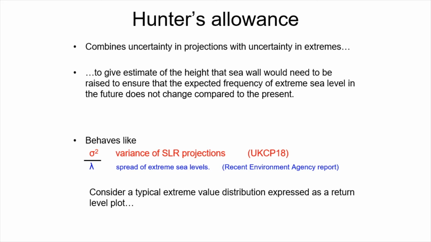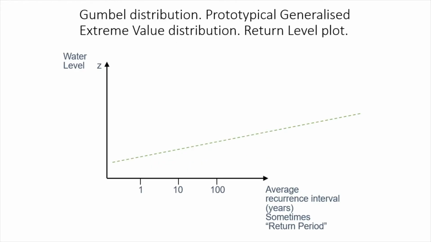Consider a typical extreme value distribution expressed as a return level plot. So this is the plot that we just saw for Newlyn. On the y-axis is the annual maximum water level, and on the x-axis is the average recurrence interval, sometimes called the return period. To simplify the explanation, I have assumed that the extremes follow a Gumbel distribution in this case. That gives a straight line return level plot.